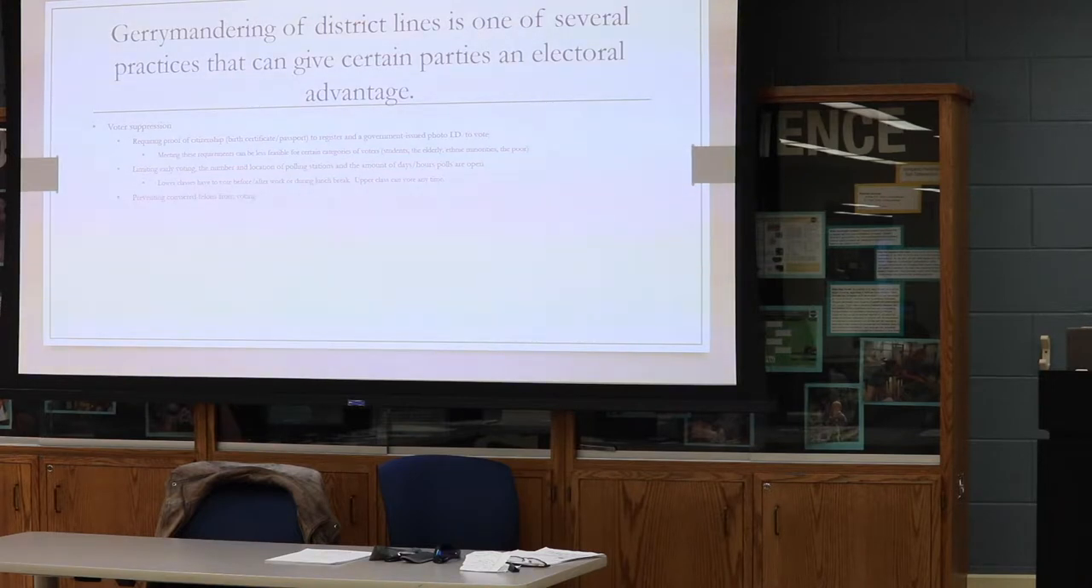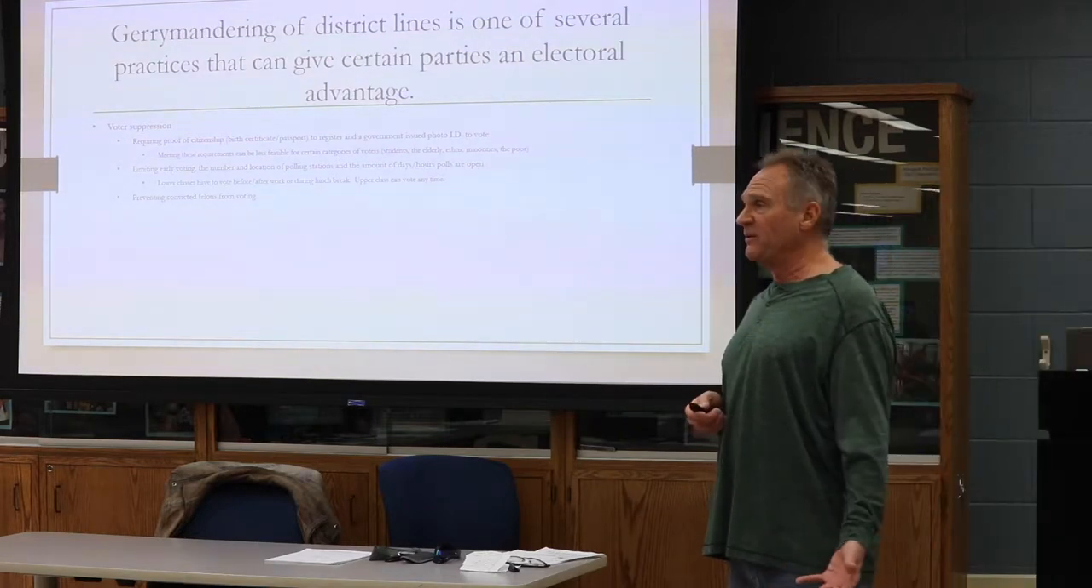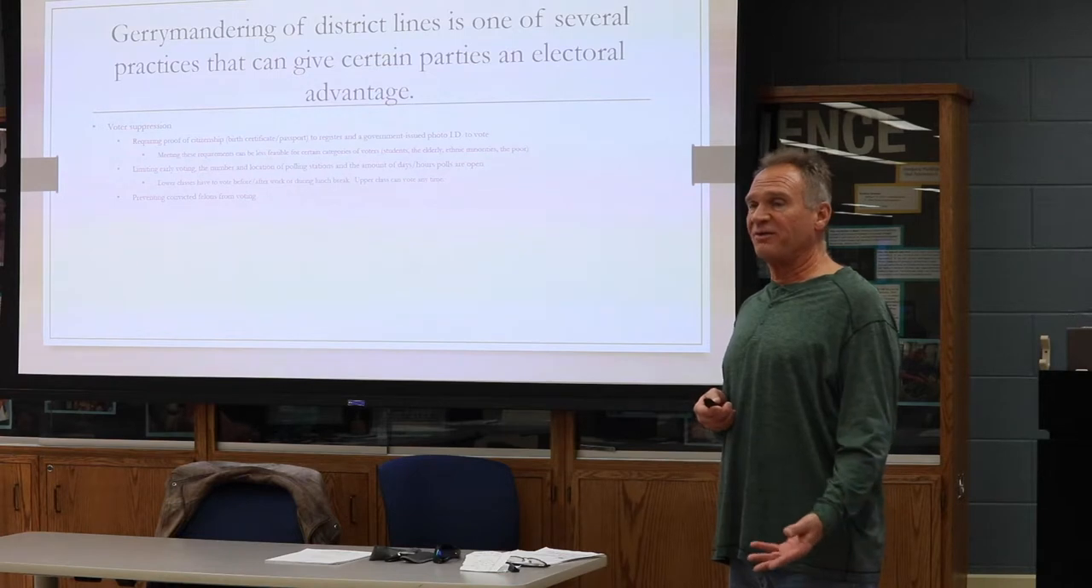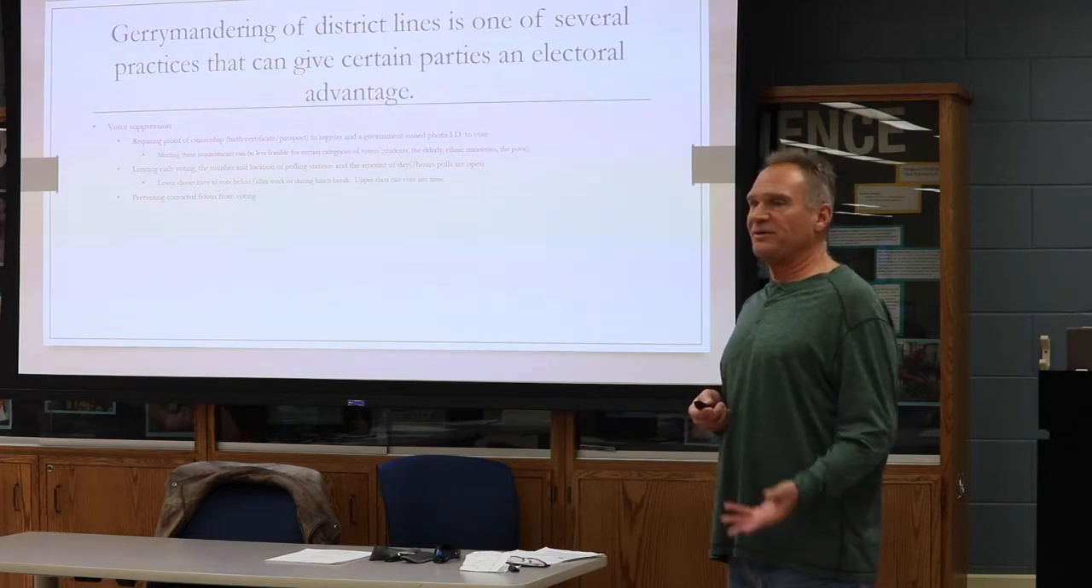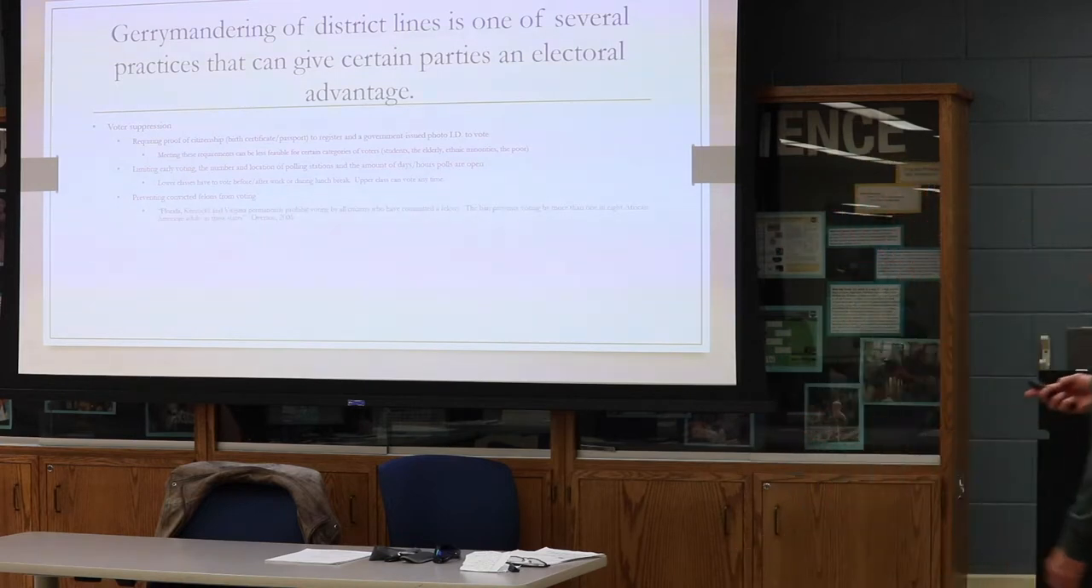Preventing convicted felons from voting. There's nowhere in the Constitution that says felons should be prohibited from voting. There's nothing in the Constitution that authorizes lawmakers to forbid convicted felons from voting. Yet, we see that there are three states, Florida, Kentucky, and Virginia, that have permanently prohibited all citizens who've committed a felony from voting. You know, you're convicted of a felony, for the rest of your life, you can't vote.